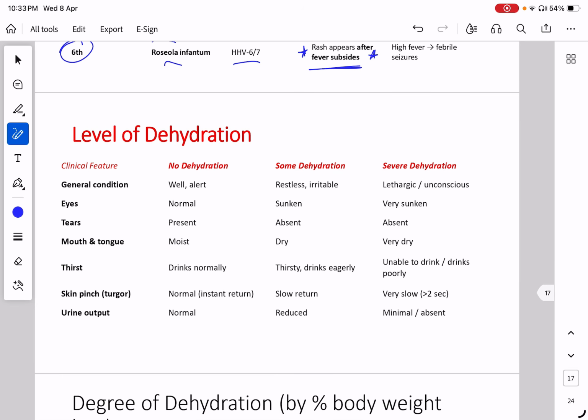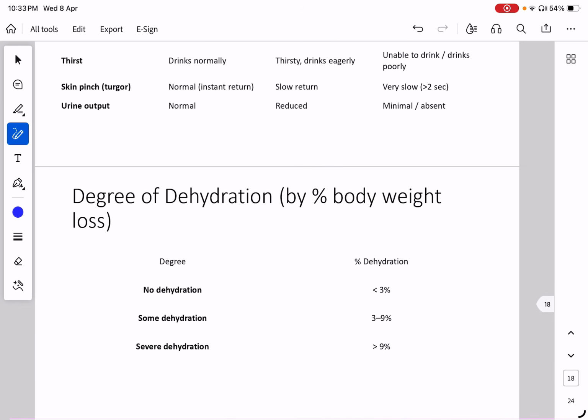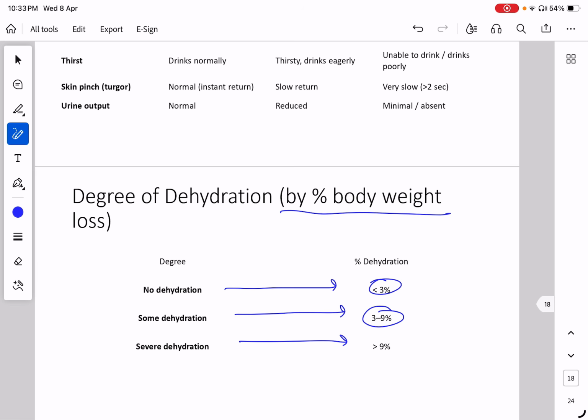Now, levels of dehydration. Clinical features for no dehydration, some dehydration, and severe dehydration. Let's first see degree of dehydration by percentage body weight loss. So no dehydration is less than 3%, some dehydration is 3 to 9%, and severe dehydration is more than 9%. Some books also give 0 to 5%, 5 to 10%, and more than 10%.